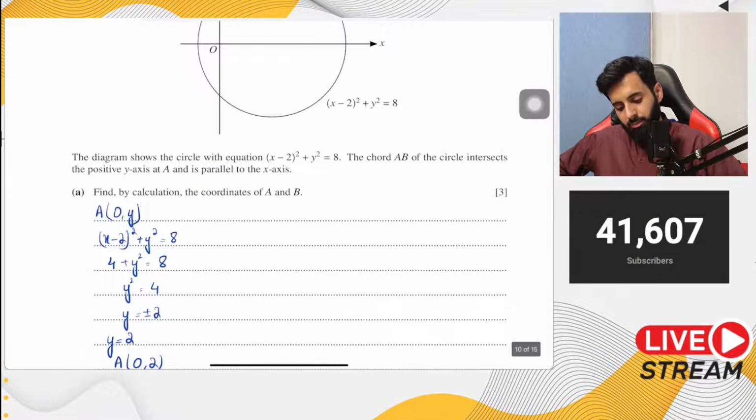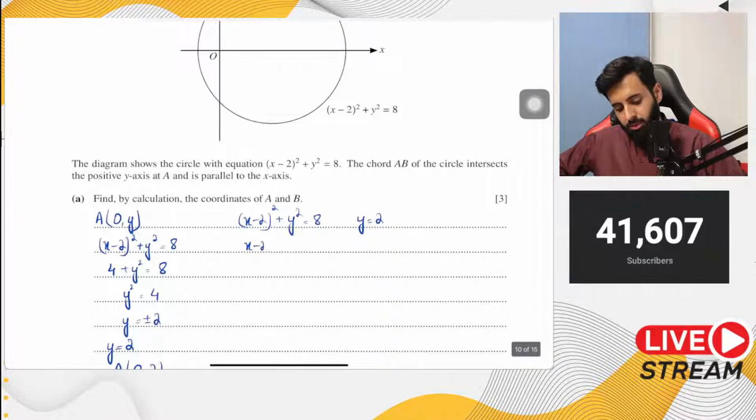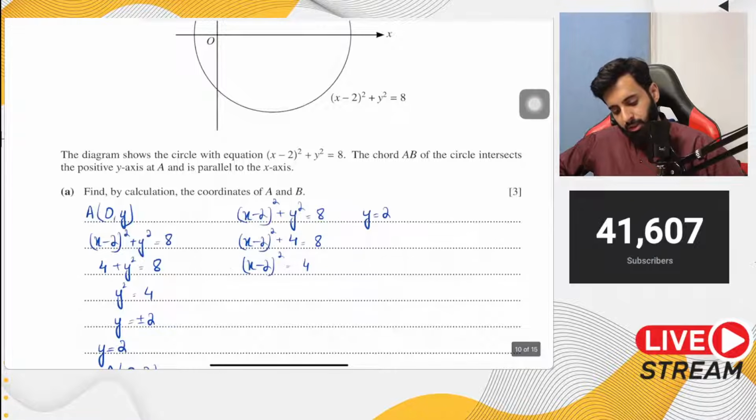So here's what we're going to do. We have the equation of the circle, right? (x minus 2) whole squared plus y squared equals 8. What you need to do now is plug in 2 in place of y. So (x minus 2) whole squared plus 4 equals 8, which means (x minus 2) whole squared equals 4. Now we take the square root on both sides.